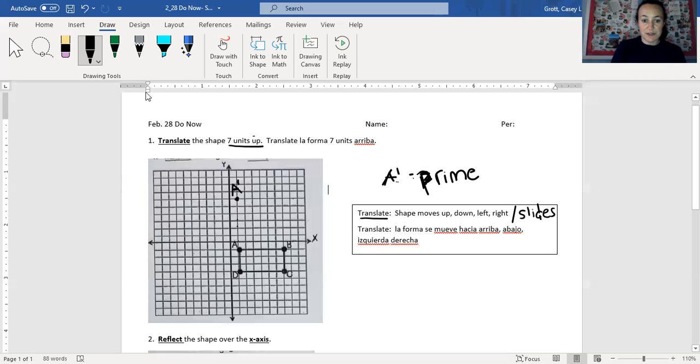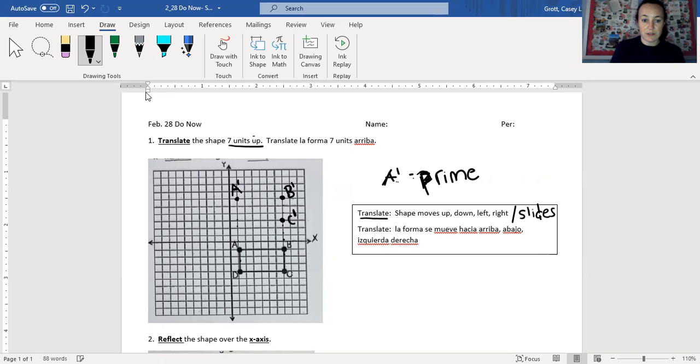Okay, so let's move B. So B, 1, 2, 3, 4, 5, 6, 7. I moved 7 points up. Here's where my new B is going to go. Since it's new, we're going to put that little hash mark there. Okay, moving C, 1, 2, 3, 4, 5, 6, 7. 7 boxes up. Here's where C is going to be. Okay, it's a new mark, so it's going to get a prime.